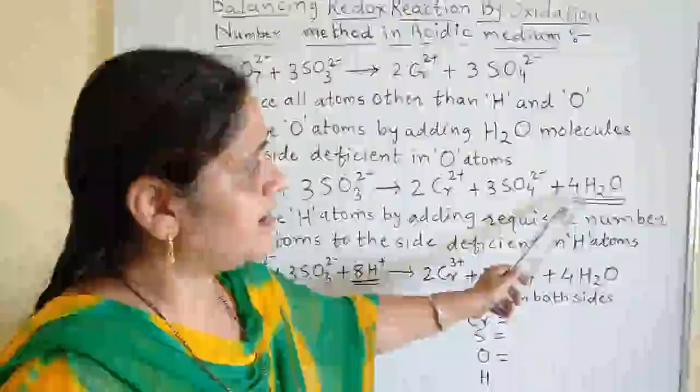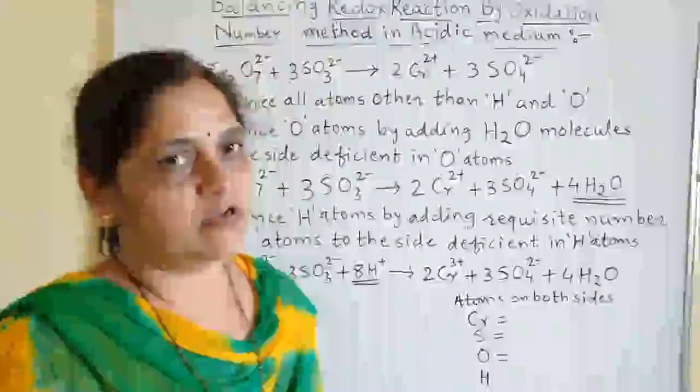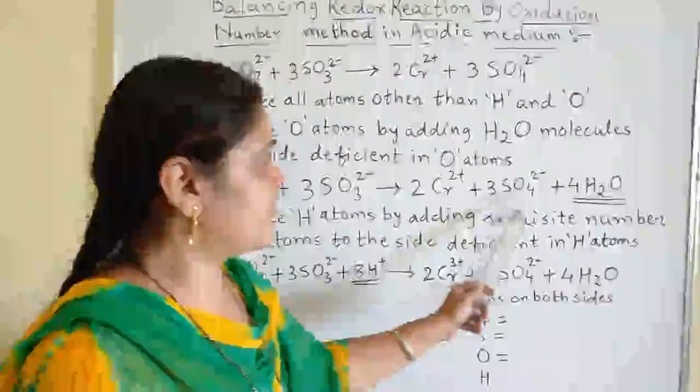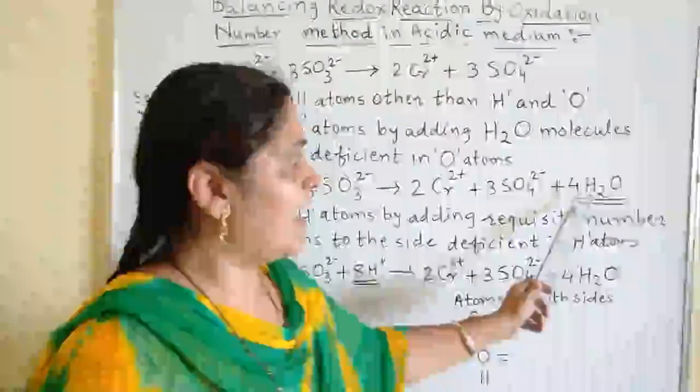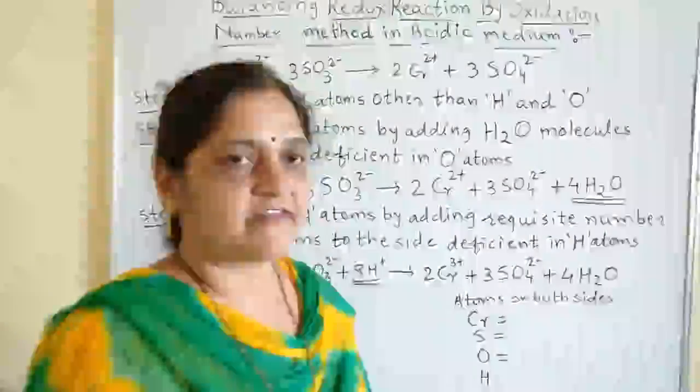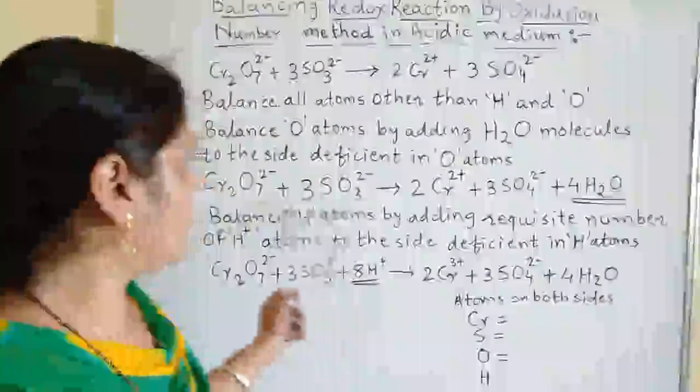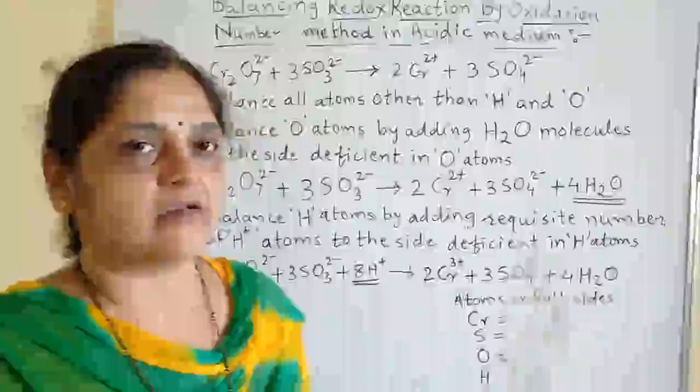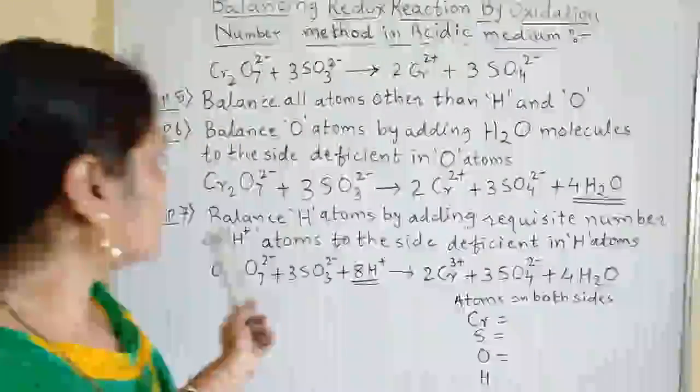So in order to balance oxygen atoms, I have added here 4 water molecules. So 3 2s are 12, 4 3s are 12, and plus 4, 12 plus 4 is equal to 16. So on both sides oxygen atoms become 16.